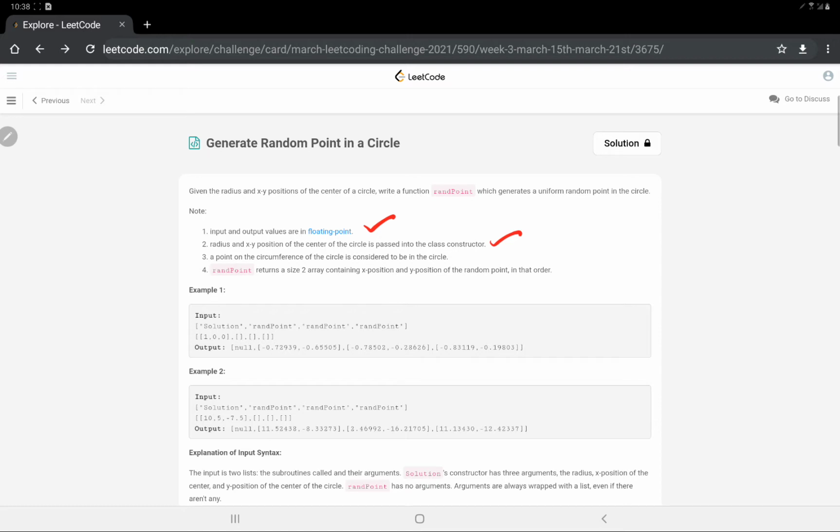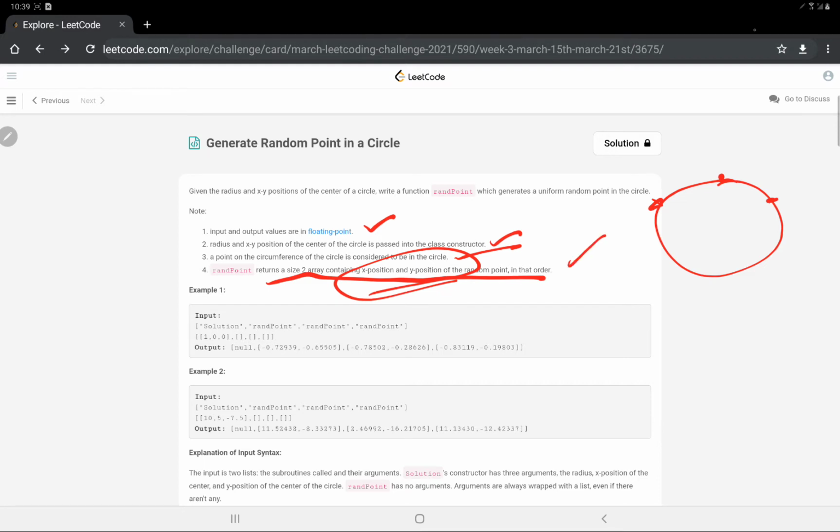That's not a worry. Let's see, a point on the circumference of the circle is also considered to be in the circle. Alright, so this is a very important point. So any point that lies here, here or here would also be considered inside of the circle. Alright, and it returns the size two array given the x and y positions. So these are the things that are given to us.